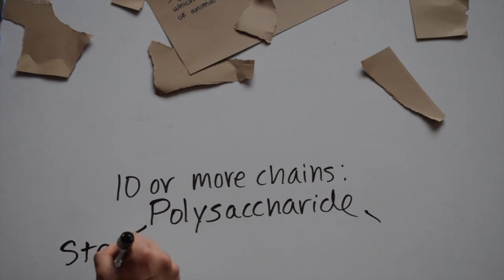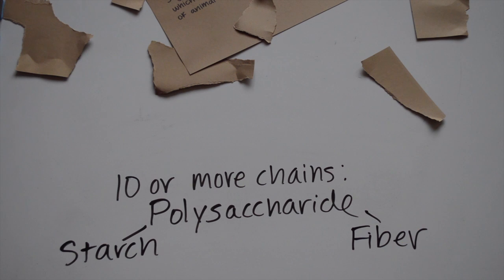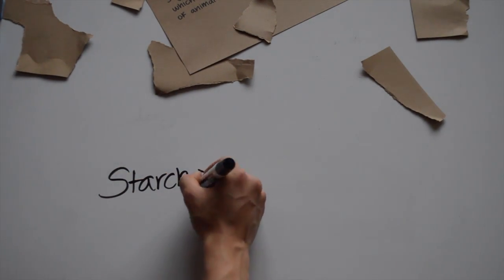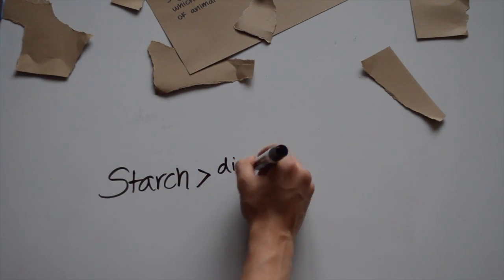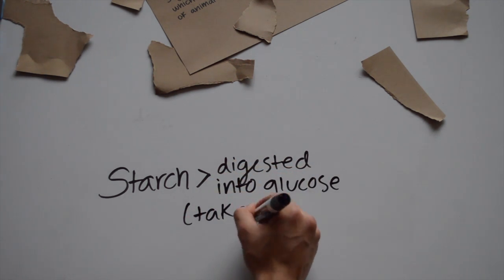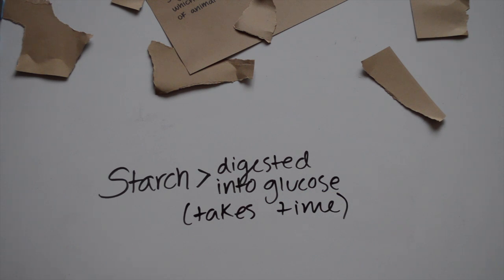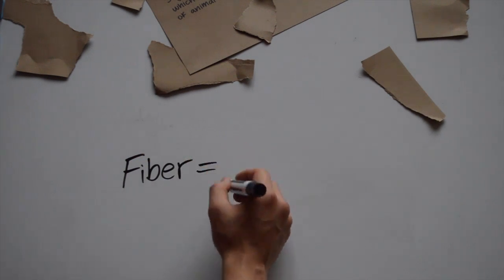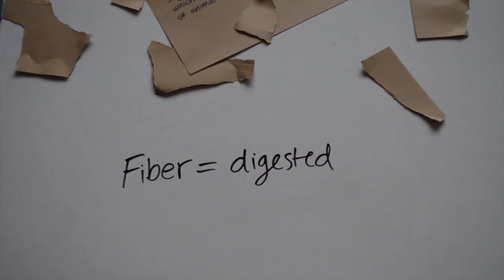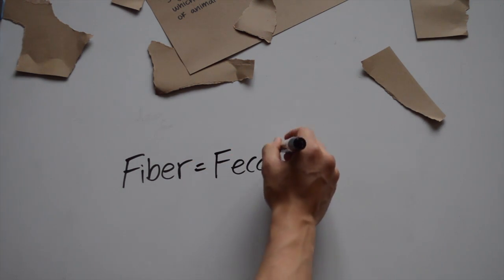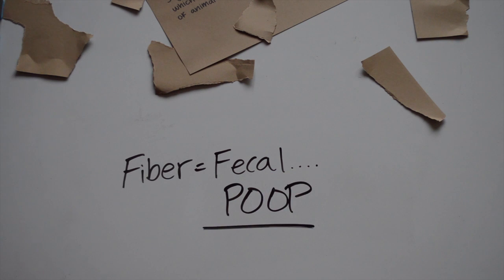Starch is the storage form of carbohydrates in plants. Basically, starch can be digested, but not as easily as simple carbs. It will be digested into glucose, but it just takes a little bit more time. But in the end, it will be digested. On the other hand, fiber will not be digested by the human gut. Rather, it will be used as food for your gut, which we all kind of know means one thing, and that's fecal matter. Poop, to say the least.